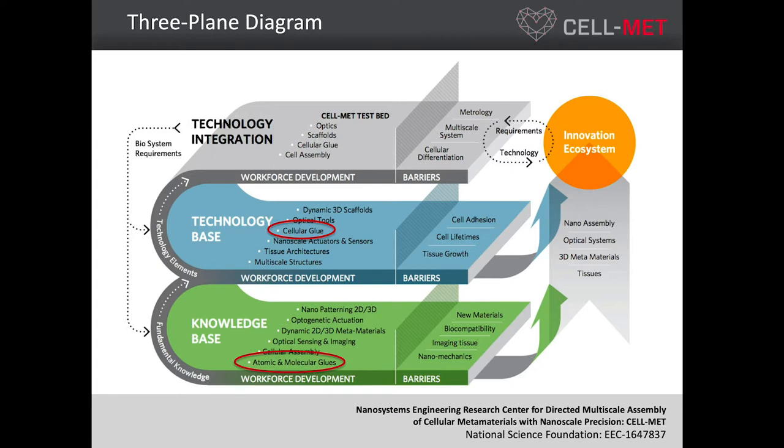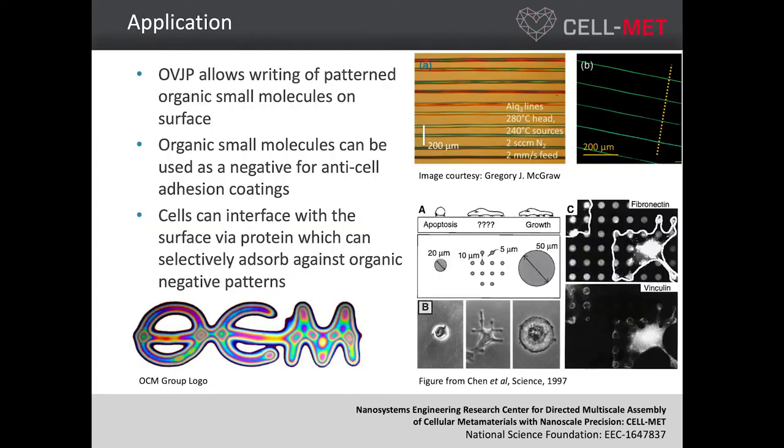So with respect to this then, what are the applications for OVJP then in CELMET? So really the most powerful feature of OVJP is that we are able to write patterned organic small molecules essentially on the surface in any fashion that we want. Now in the top right diagram, we see lines of organic material. These are actually OLED materials. They can be done with very high resolution. The lines themselves are actually 20 microns wide. We anticipate that it's possible to go even smaller.